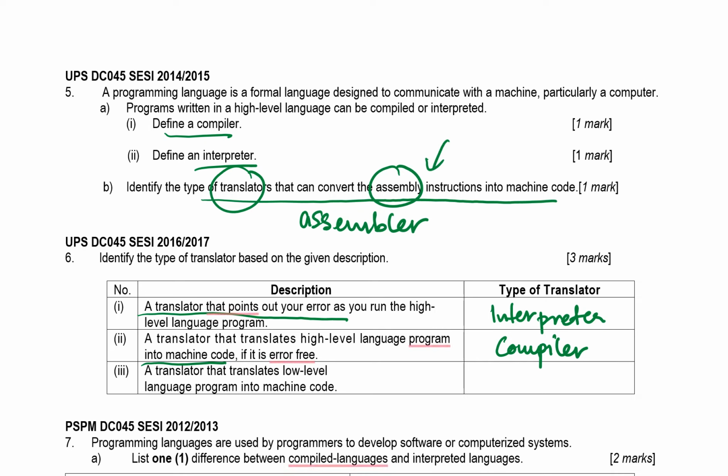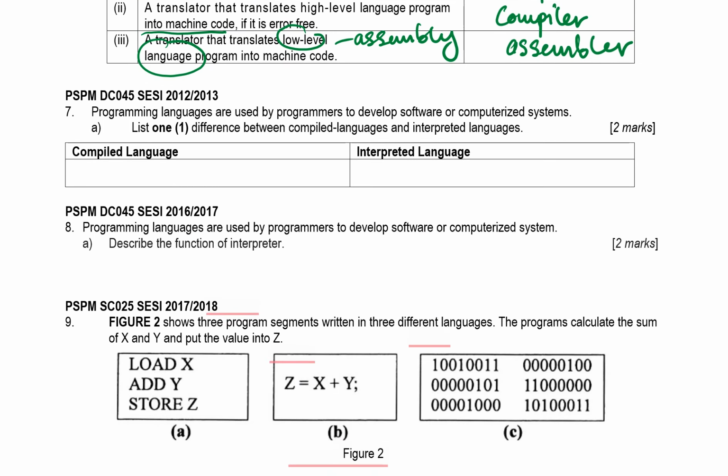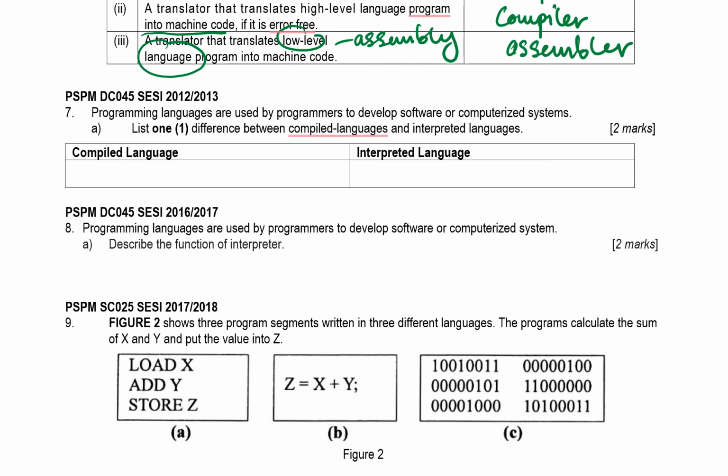And then the last one is a translator that translates low level language. Low level here refers to assembly language. In low level language you have assembly language and machine language. Machine language doesn't require any translator. So of course this one is assembler. Make sure you write it properly, right? Assembler.